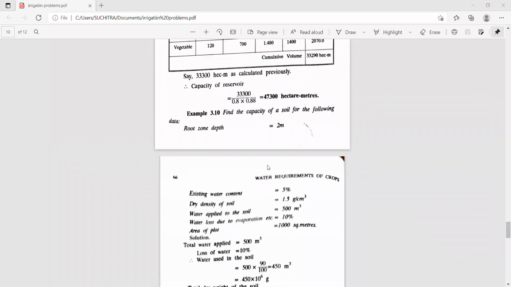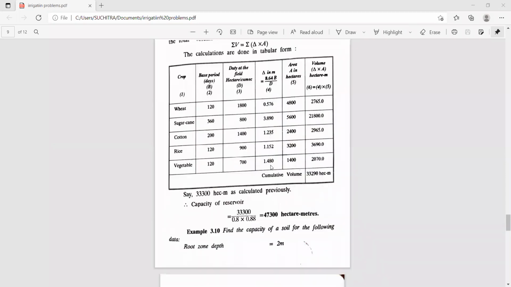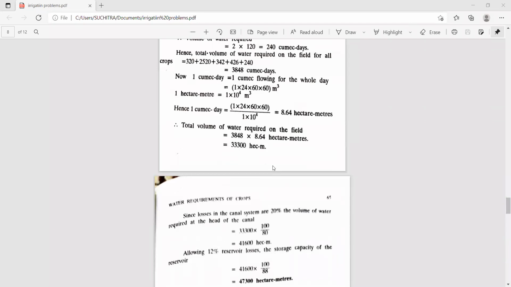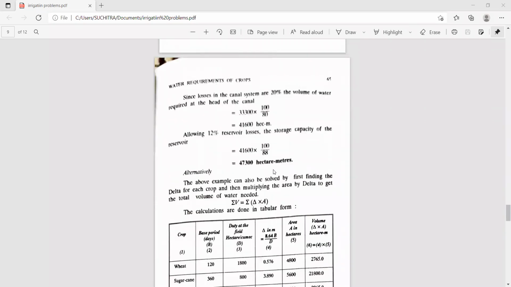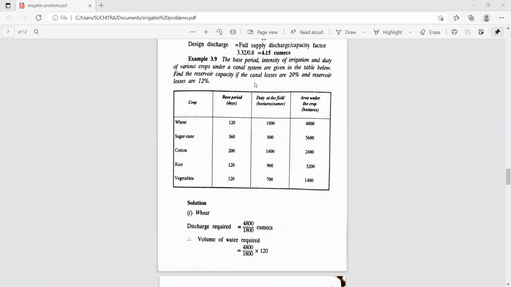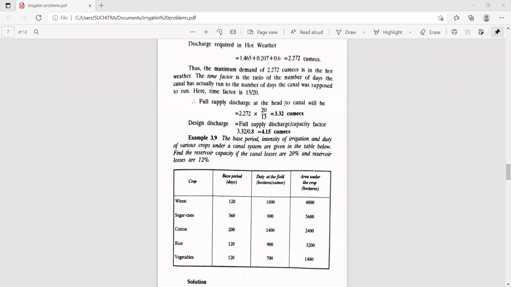Yes, sir. So today we shall discuss some more problems on the duty and delta of irrigation water. Now here we have a typical problem. This problem we have discussed in the last class: what is the maximum or design discharge required in the canal?